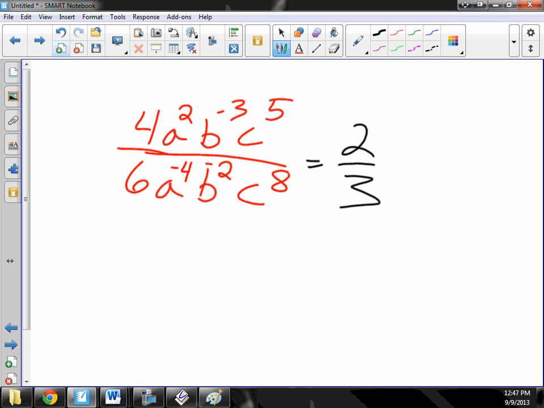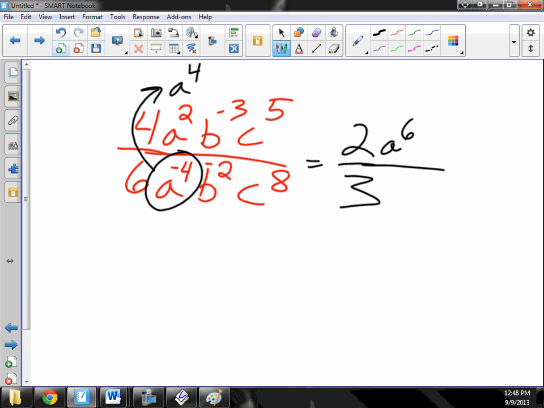What am I going to do with my a? Well, what do I do with a negative exponent? Flip it to the other side and change it to a positive. So this jumps up on top, and I have a to the 4th. Now, are those two a's going to work together or against each other? They're now working together, so we add them and get a to the 6th.